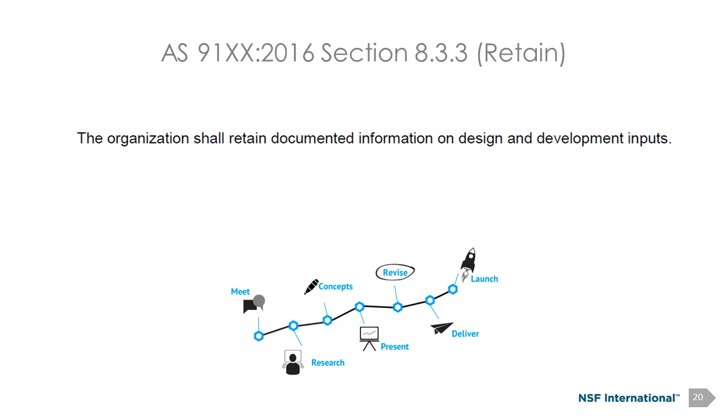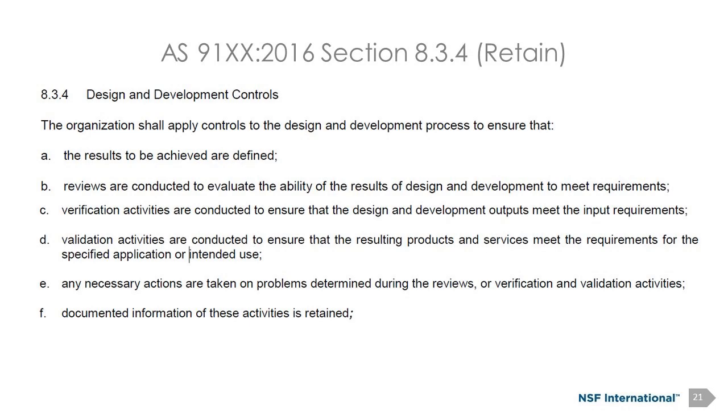Switching gears to the design piece, you can see a citation here for retained documented information of the inputs of design. There's one associated with the outputs of design and the design and development controls. And under here, it doesn't necessarily prescribe specific records that have to be retained or specific documented information that's to be retained, but it's going to tell us that we need to have documented information on the activities that we prescribed as part of our process.